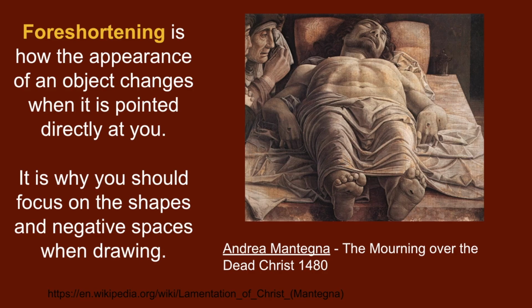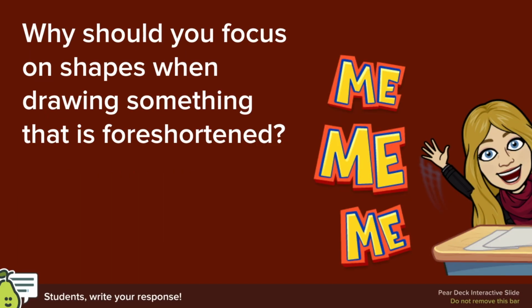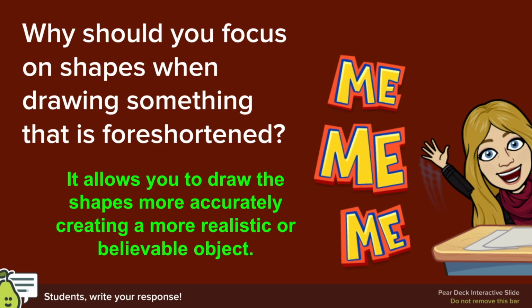This is just a reminder about that foreshortening that might happen. So again, foreshortening is when an object is pointed at you and the shapes look different than what you might think of for different parts of the body. So it's really important to really look at the shapes that you're seeing as you're trying to draw the different parts of the figure. I just went over this, but I'm just wondering if you can remember why you want to concentrate on shapes when you're drawing something that's foreshortened. Again, if you said it's that you can draw things more accurately and have the object be more realistic and believable, you were correct.